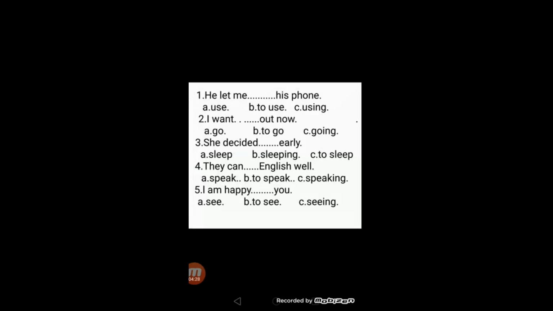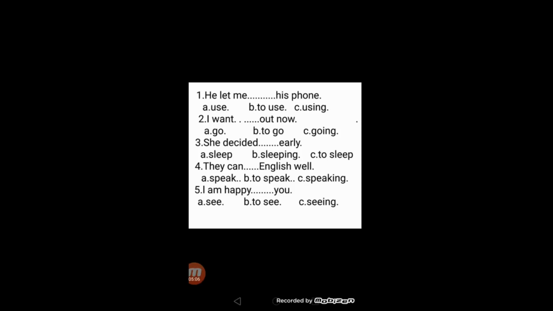Let's do this exercise. Number 1, he let me blank his phone. A, use. B, to use. C, using. Yes, the right answer is use. Before the blank, we see the verb let, and let is followed by bare infinitive. So the right answer is use.